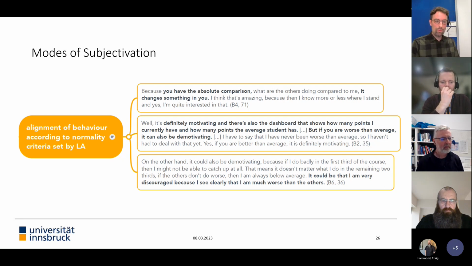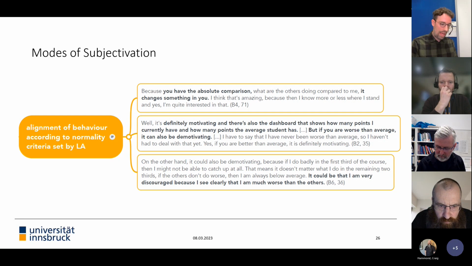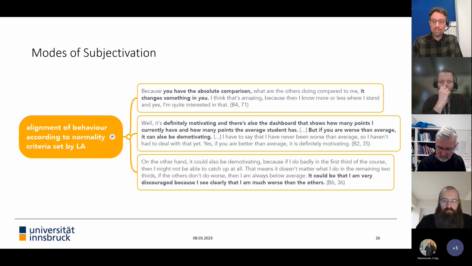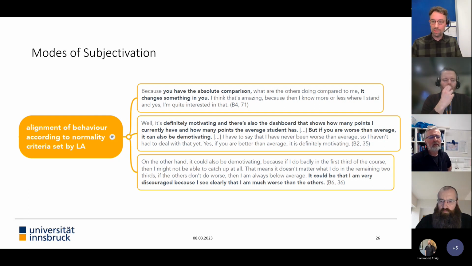The third theme shows that the students align their behavior according to normality criteria established by the learning analytics system. So they align their behavior according to comparisons with other students and to the average score. Interesting here is that the students perceive the average score as the normal, and they make a very strong distinction between good and bad students, with students who deviate from this average or norm. So the system specifies what is a good student and what is a best student.